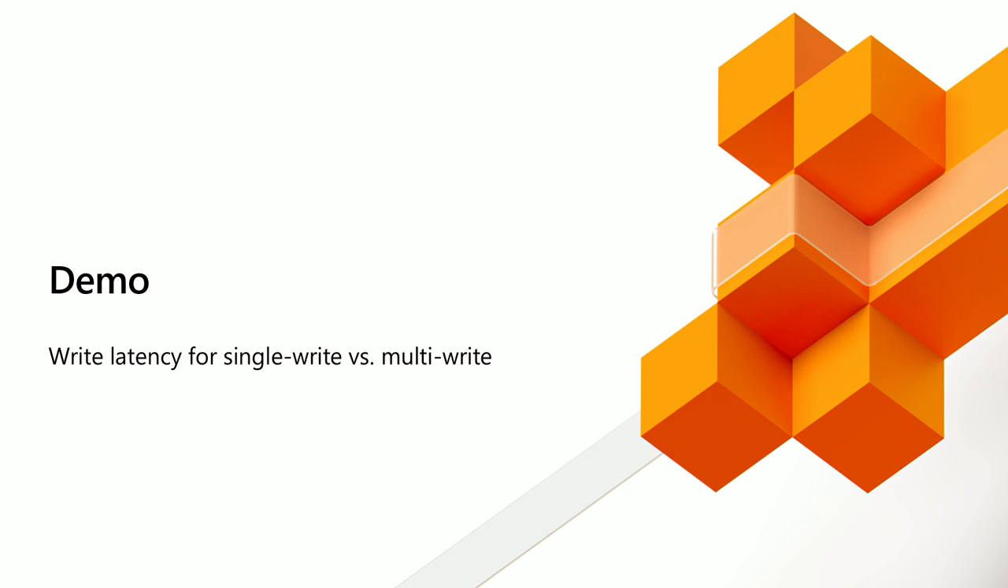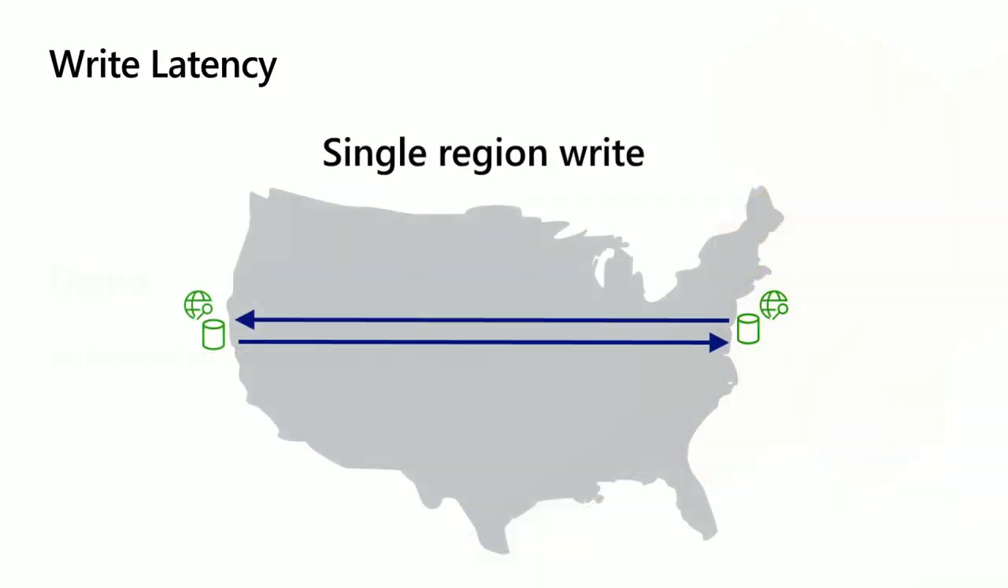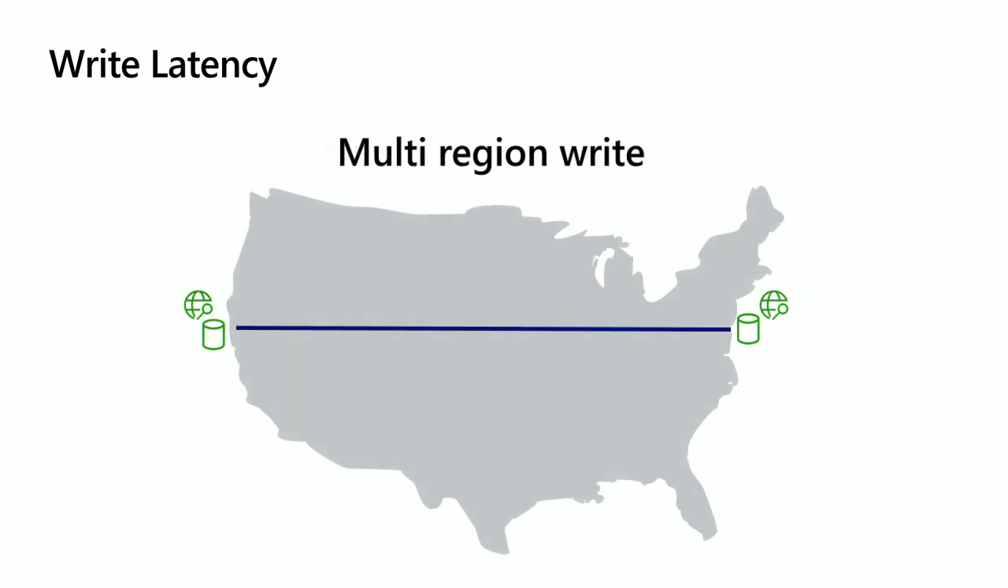Okay, so let's do some demos on this. Here I'm going to show write latency for a single write master versus a multi-master account. And here's my setup. In the same 2 regions again, I have a single master account in EastUS2 with a read replica in WestUS2. And then I'm going to show you the write latency for when I'm using multi-master. So now both nodes in both regions are fully writable.